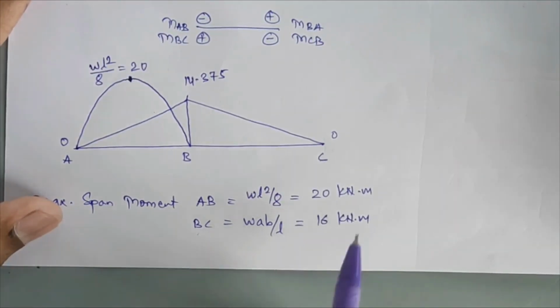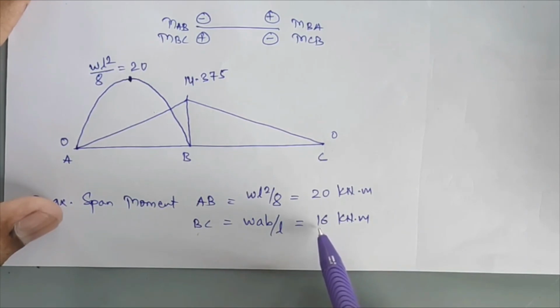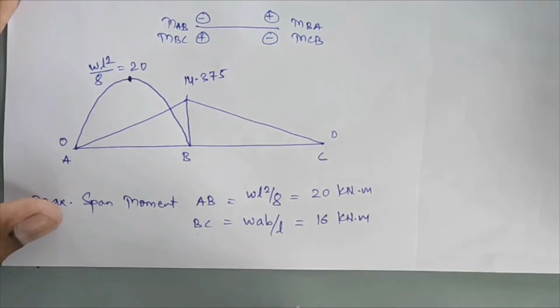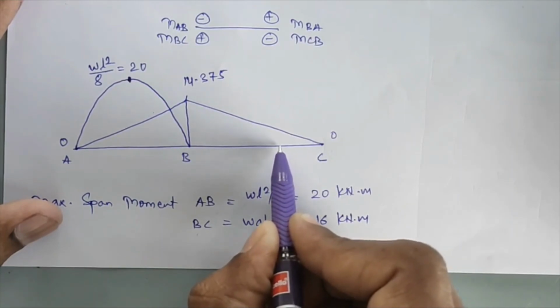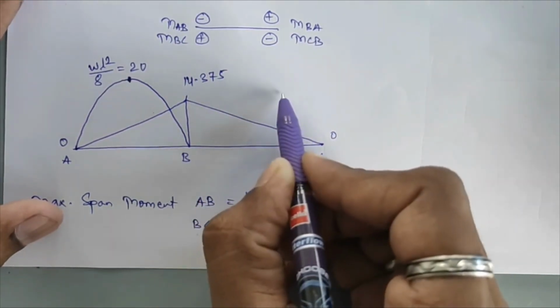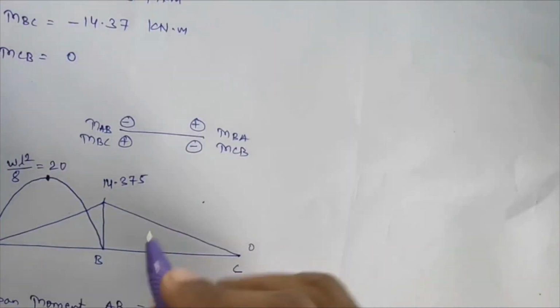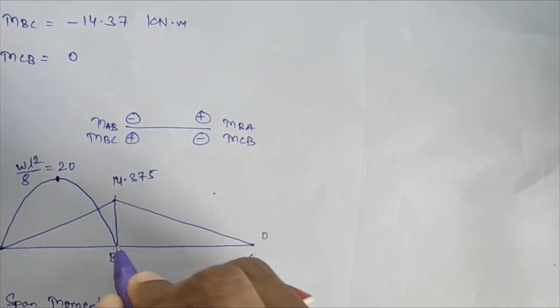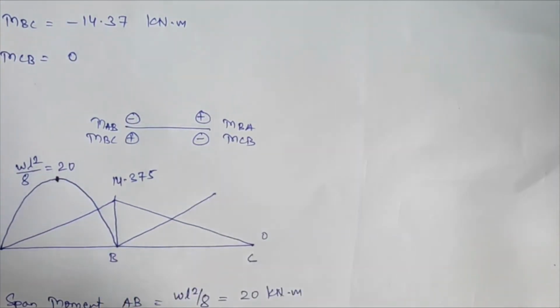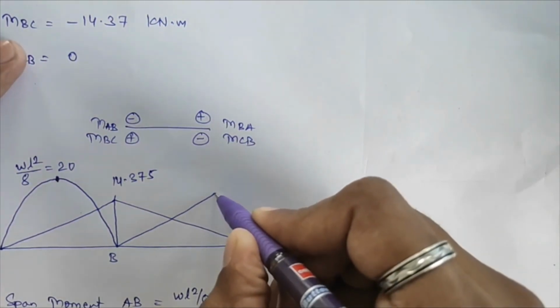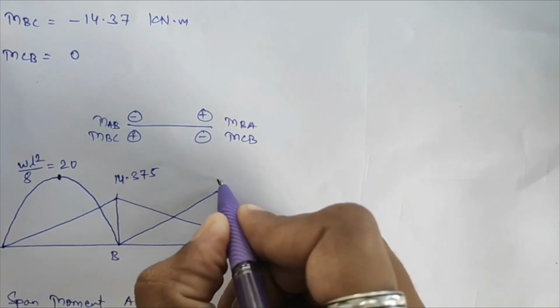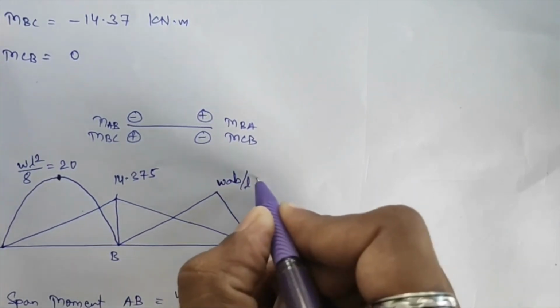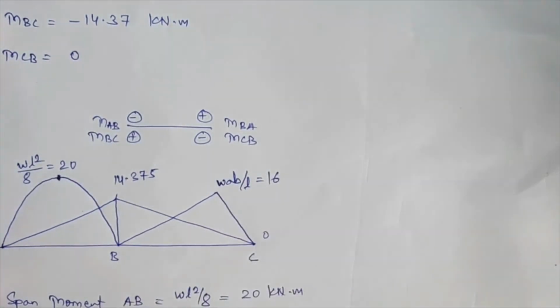And same way in span BC, WAB by L I am getting equal to 16 kilonewton meter. Where will this value be maximum? It will be maximum at the position of the point load. So the point load is acting somewhere 2 meter from point C. So somewhere here you will get 16 kilonewton meter moment. And for a point load, the nature of the diagram will be straight, or inclined lines you can say. So this value is WAB by L, equal to 16.